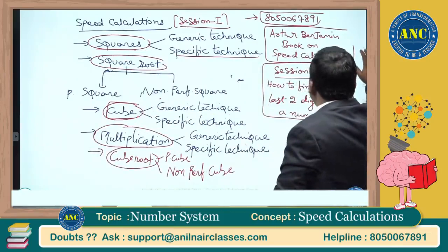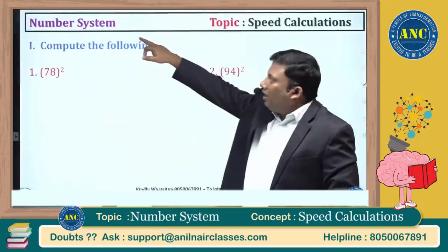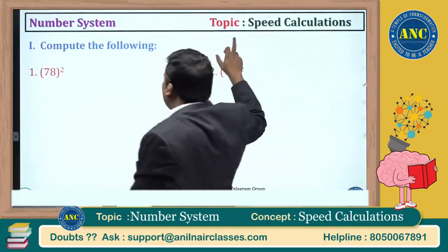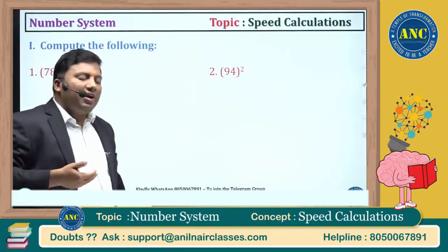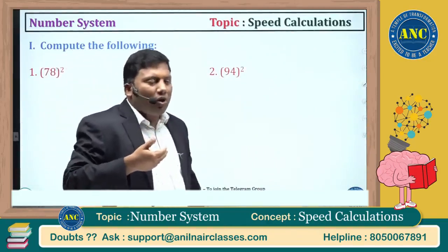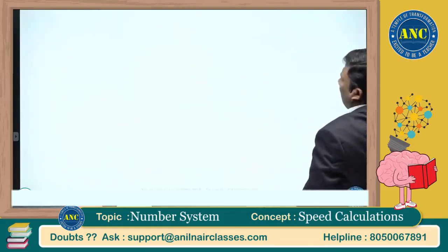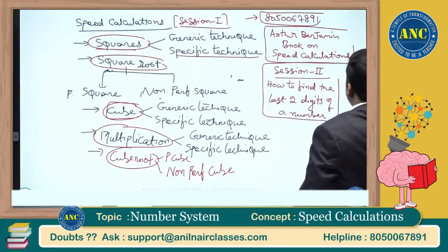Everything will be structured. Every topic name will be on the left-hand side and the concept name will be on the right-hand side, so that you will come to know all the varieties of questions in speed calculation, digital sum, and so on. Everything will have a particular topic name and concept name. I hope it is clear.